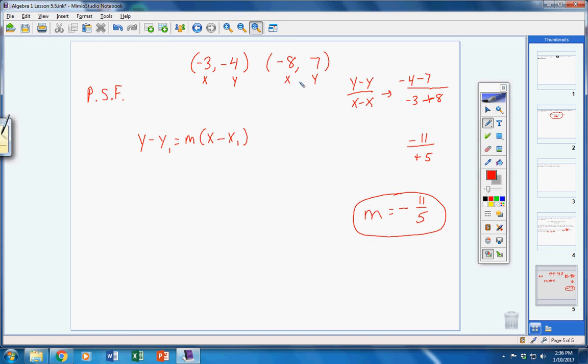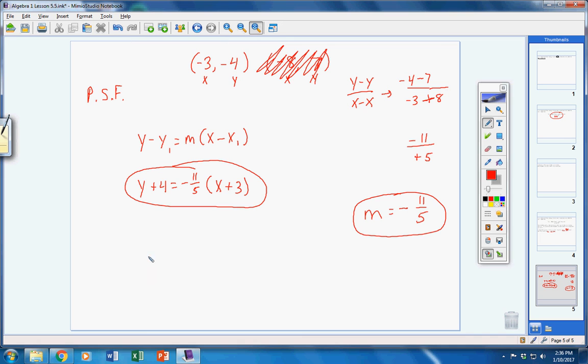Now, pick one of these points. It doesn't matter which one, just pick one. I'm going to use this one, okay? So let's write the linear equation in point slope form. Here we go. y minus, what's your y value? Negative 4. So y minus a negative 4 is y plus 4 equals m, that's negative 11 fifths, times x minus x. x is negative 3, so x minus a negative 3 is x plus 3, and you're finished. There's no work. You just plug the numbers in and you're done.